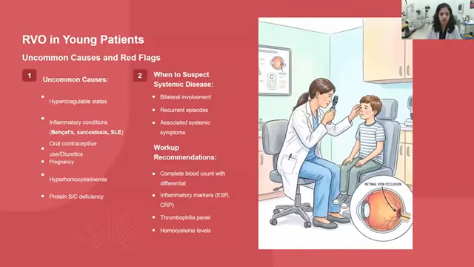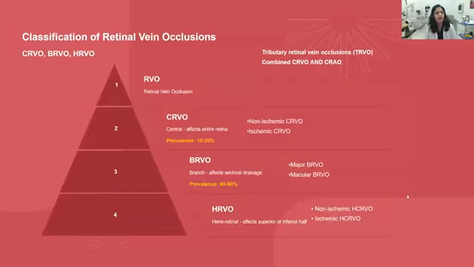So coming to the classification of retinal vein occlusion, the most important one is CRVO, that is central retinal vein occlusion. The main central retinal vein is affected. It can be non-ischemic CRVO or ischemic CRVO. You can also have branch retinal vein occlusion, which affects a sector, that is a quadrant that is supplied by a branch retinal vein. This can be major or macular BRVO.